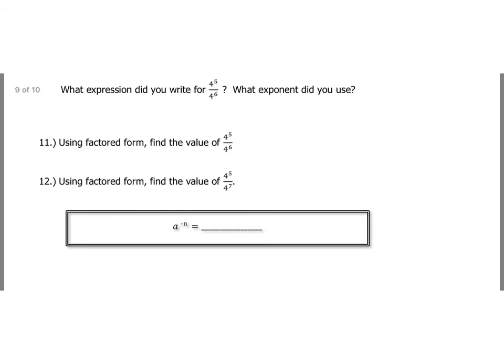All right, if you look back at the table, you will see that you wrote 1 over 4 to the 1st power for that one. So using factor form, find the value. We had 4 times 4 times 4 times 4 times 4. That is 5 fours. Over now 6 fours.